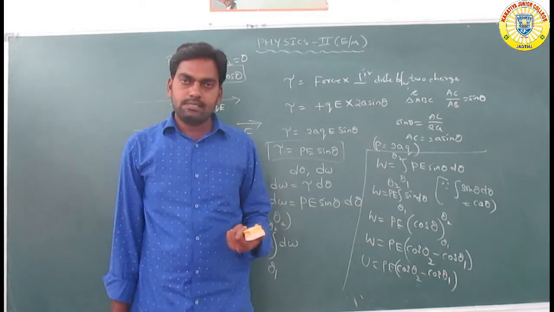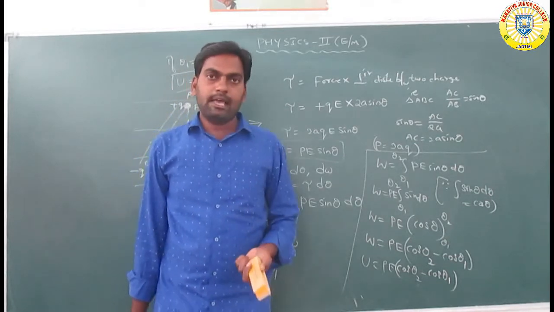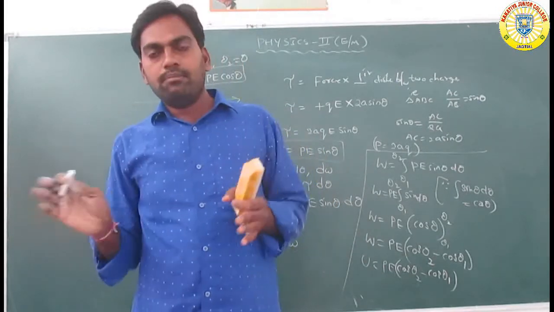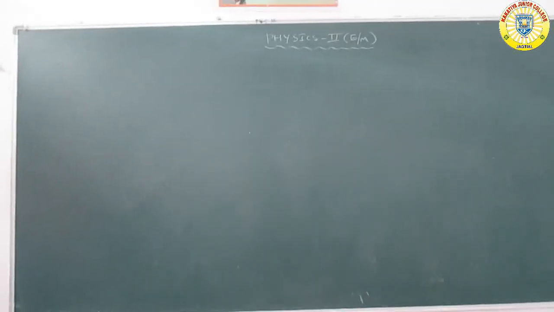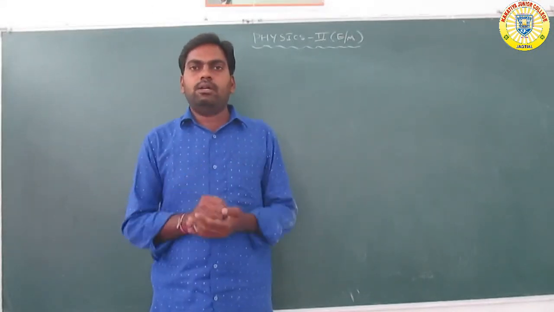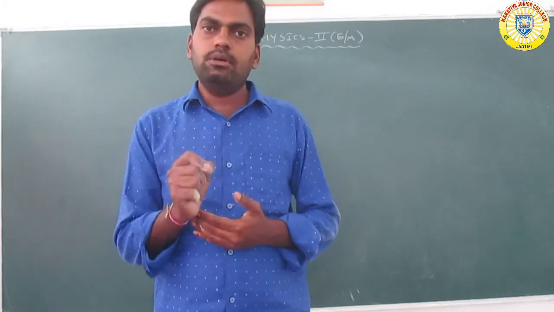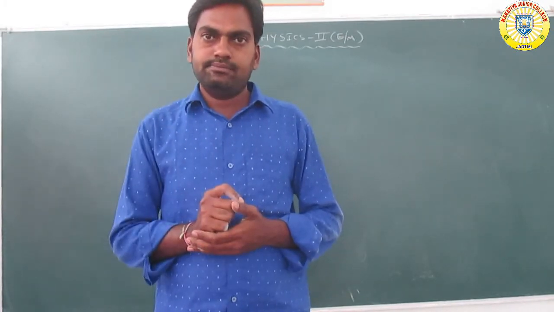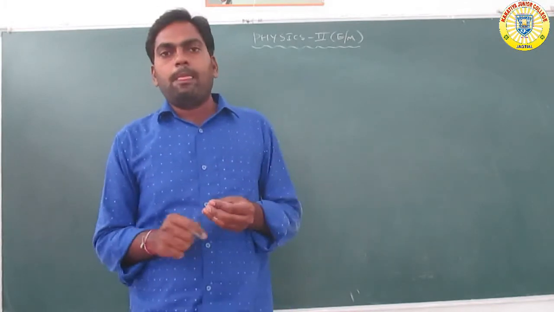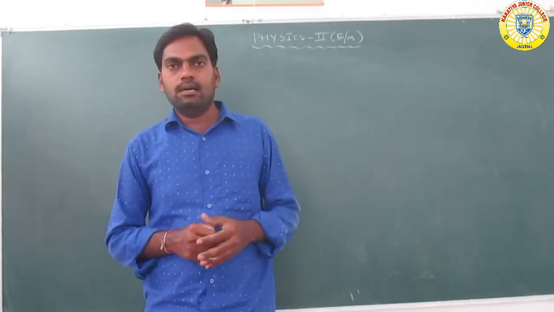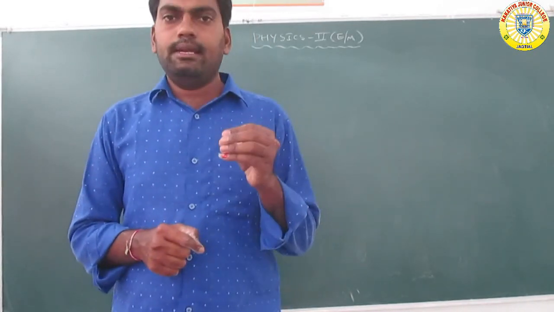What are capacitors? How many types of capacitors are there? Capacitors are connected in a series combination and a parallel combination. Capacitor means an energy storage device. An energy storage device is called a capacitor, and a capacitor is also called a condenser.